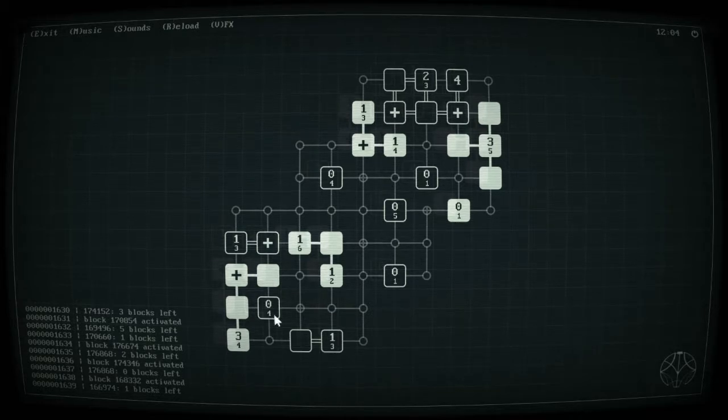Let's see. Four. One, two, three, four. No matter what, this one's clear, which means it has two. Let's see. This one absolutely has this one on it, and the jury is out on whether it's this one or this one.